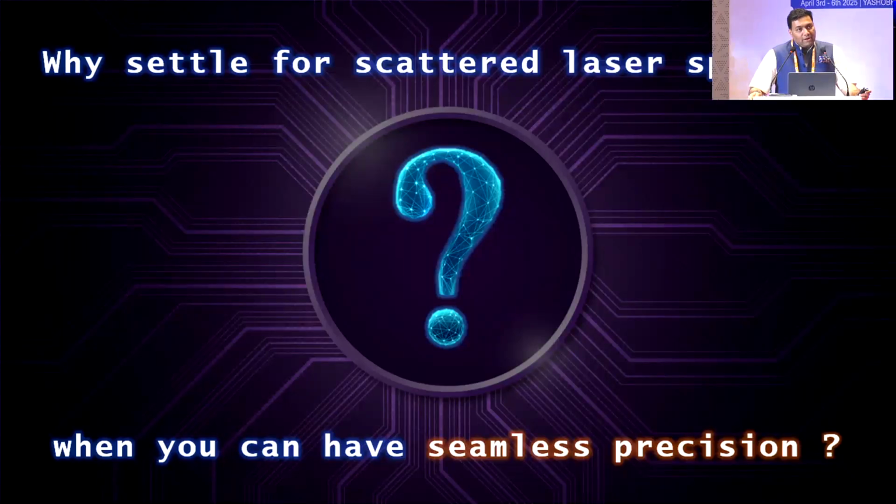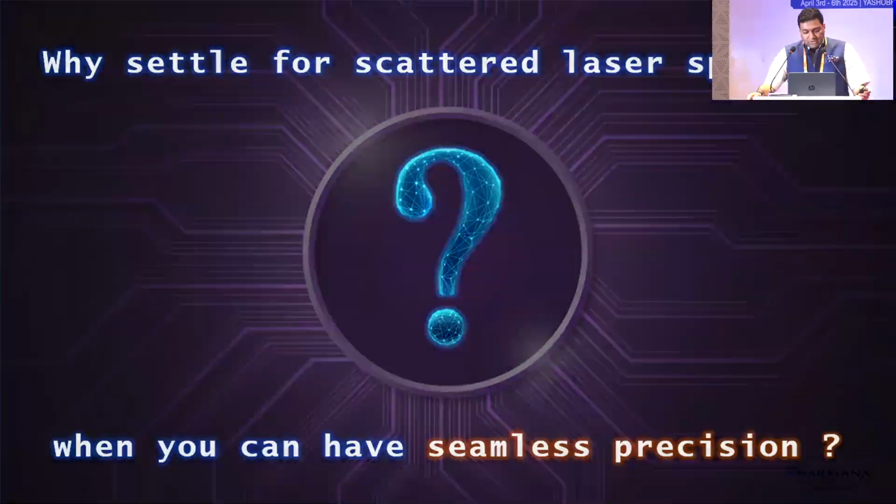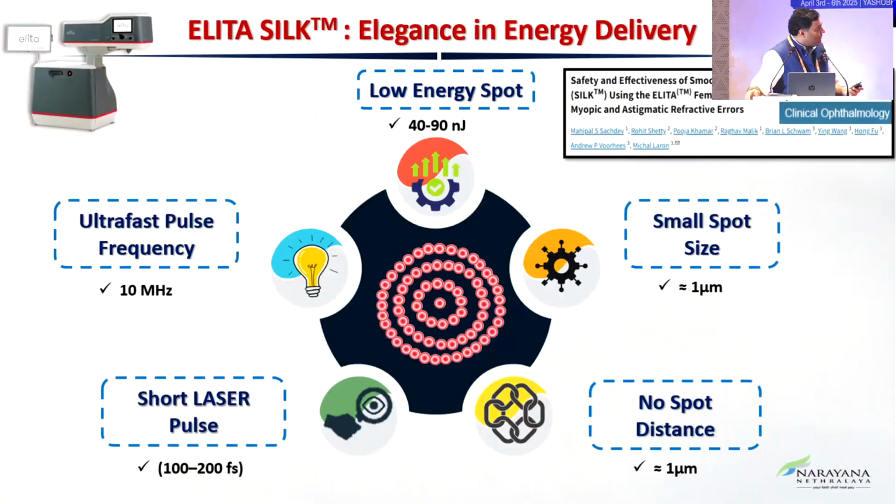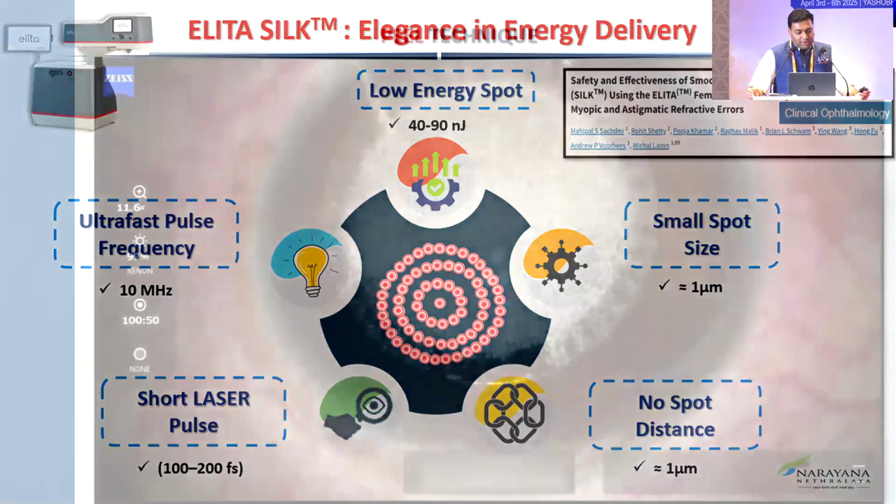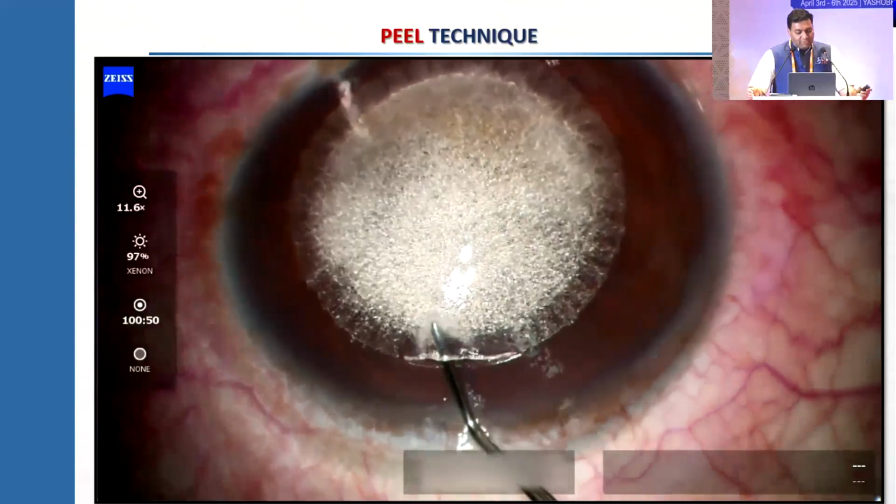So, are we looking at seamless precision here? One important thing when you're looking at SILK is that it's fast. You're using low energy spots. Your spot size is smaller. And there's no space between the spots. They're all touching each other. And a short laser pulse. There's all the physics of it. But still, as the next generation or present generation of SILK users, we have to be aware of all this. How does it really work?